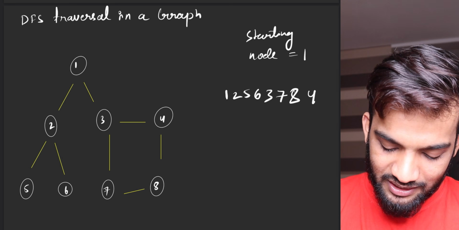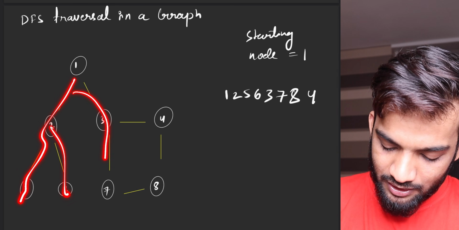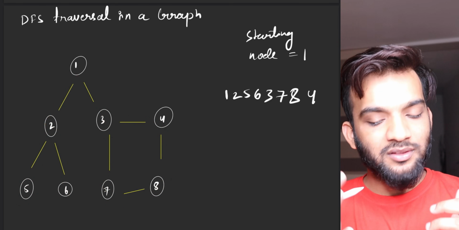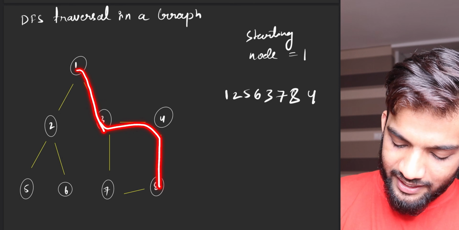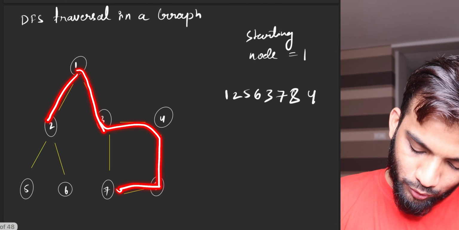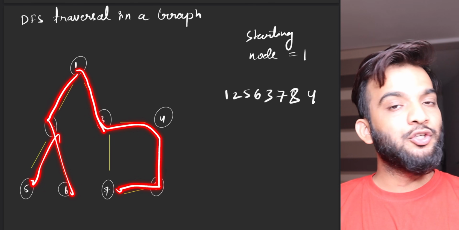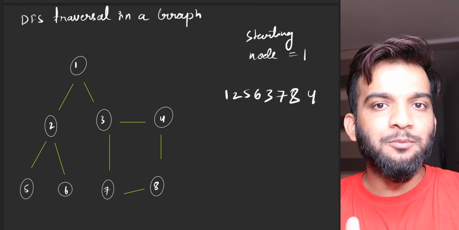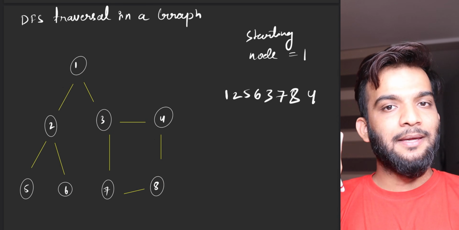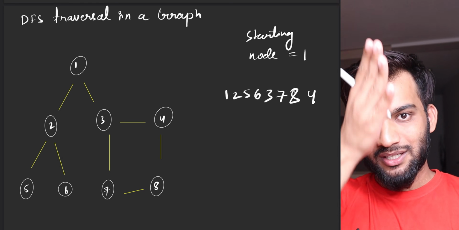Again, it's not necessary that you go like this, then this. You could have done the other way, like 1, 3. Then you could have gone like this, 4, 8, 7. Then you could have gone to 2, then to 6, then to 5. You could have done that way. As long as you're traversing in depth, any traversal order will work, but it should be depth.